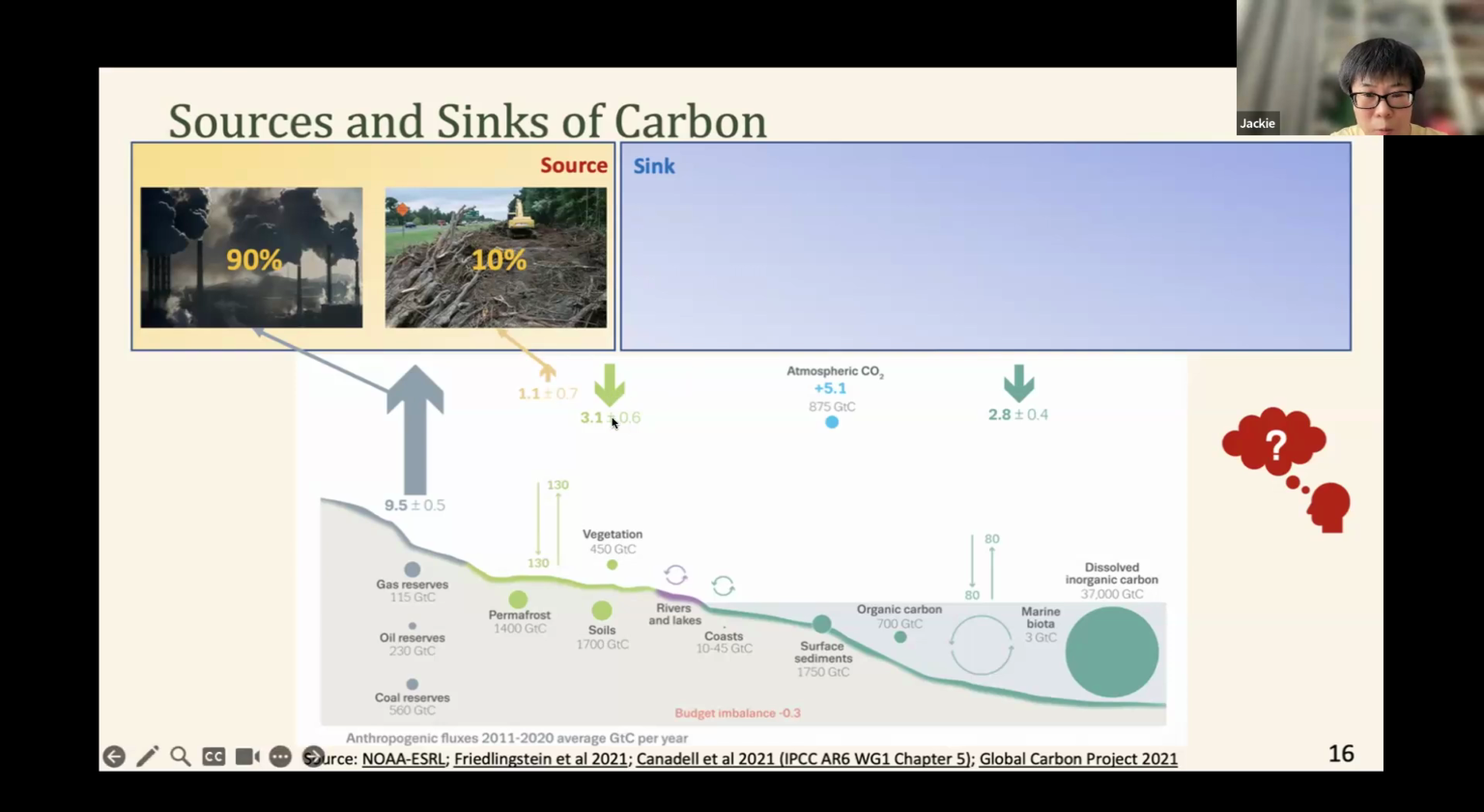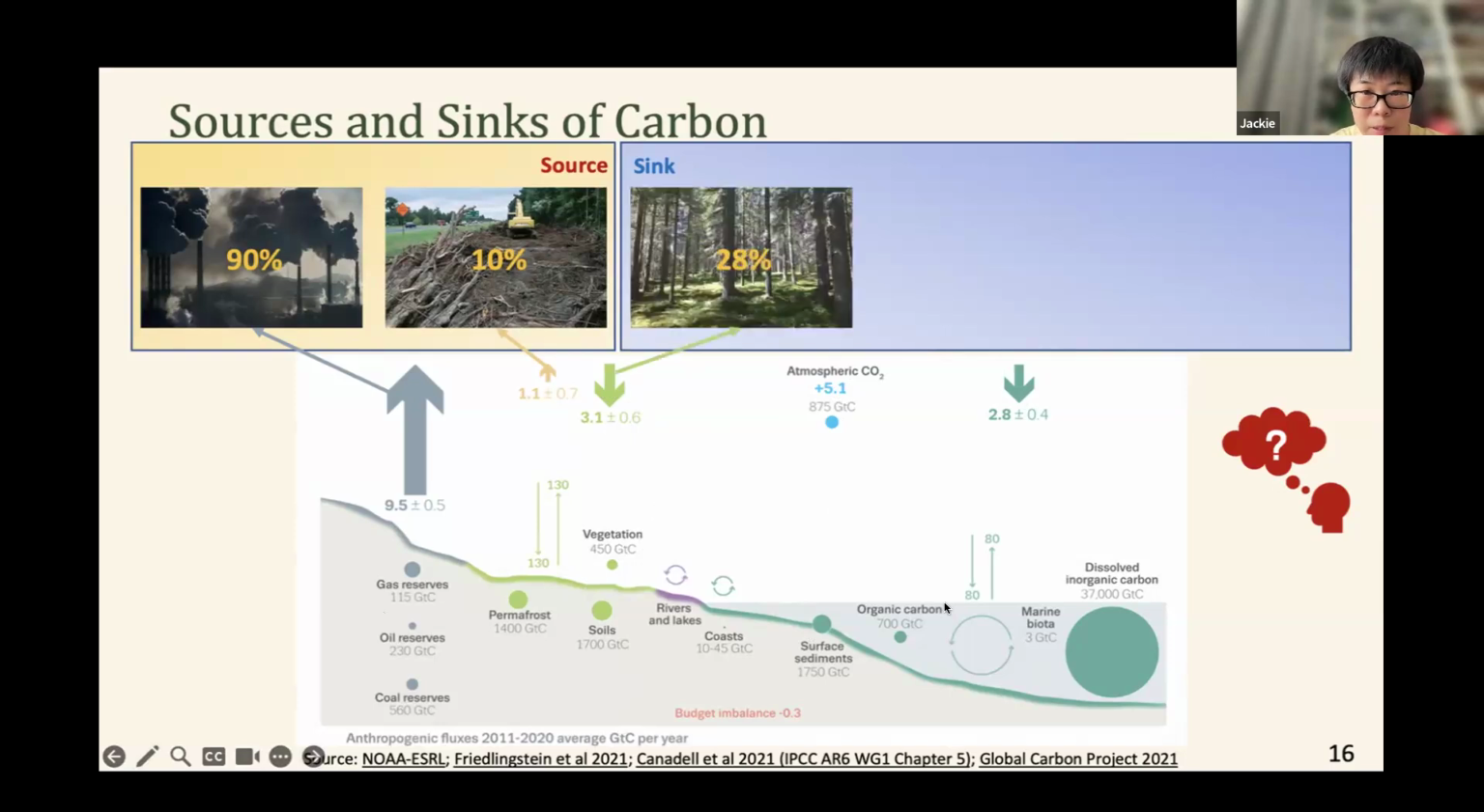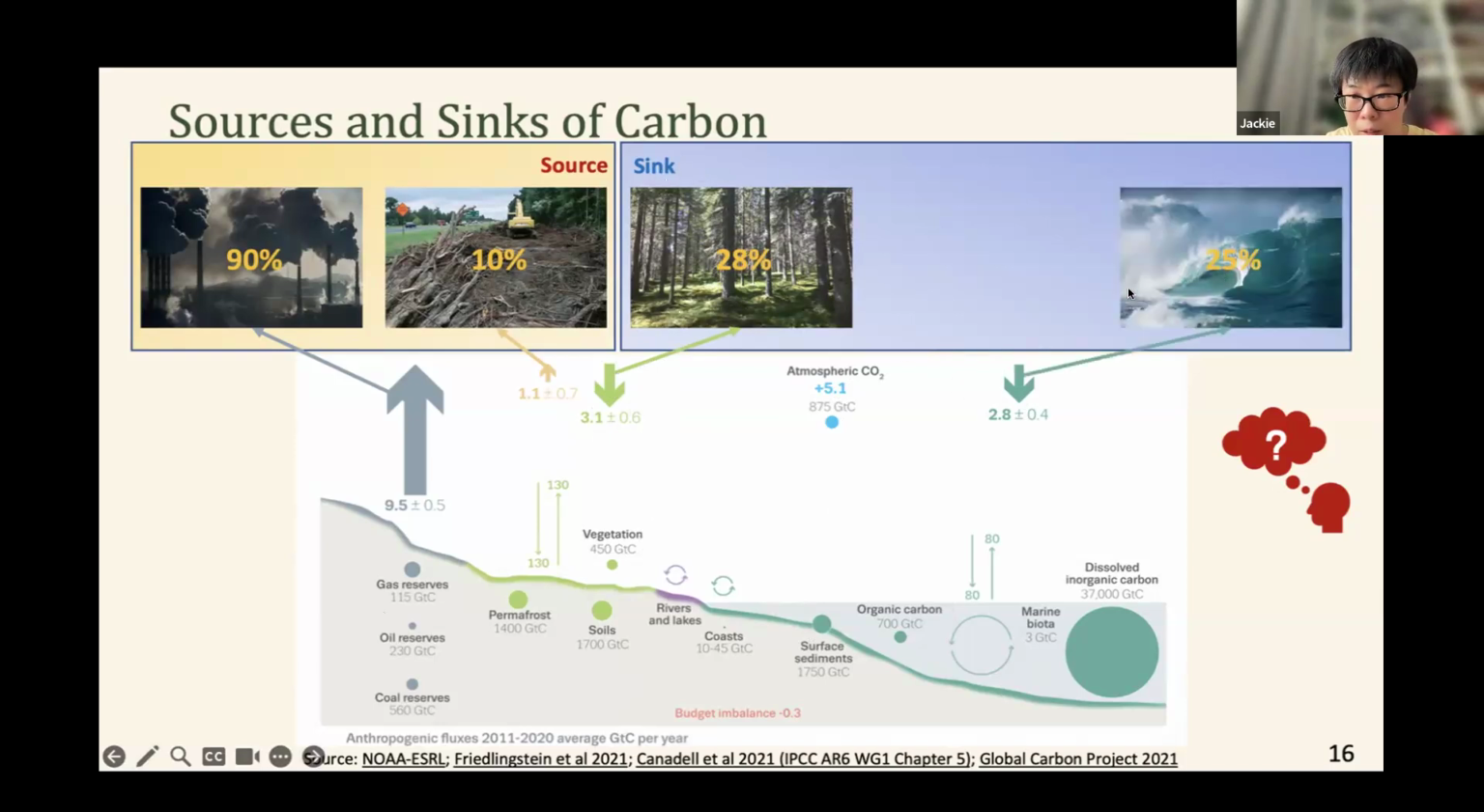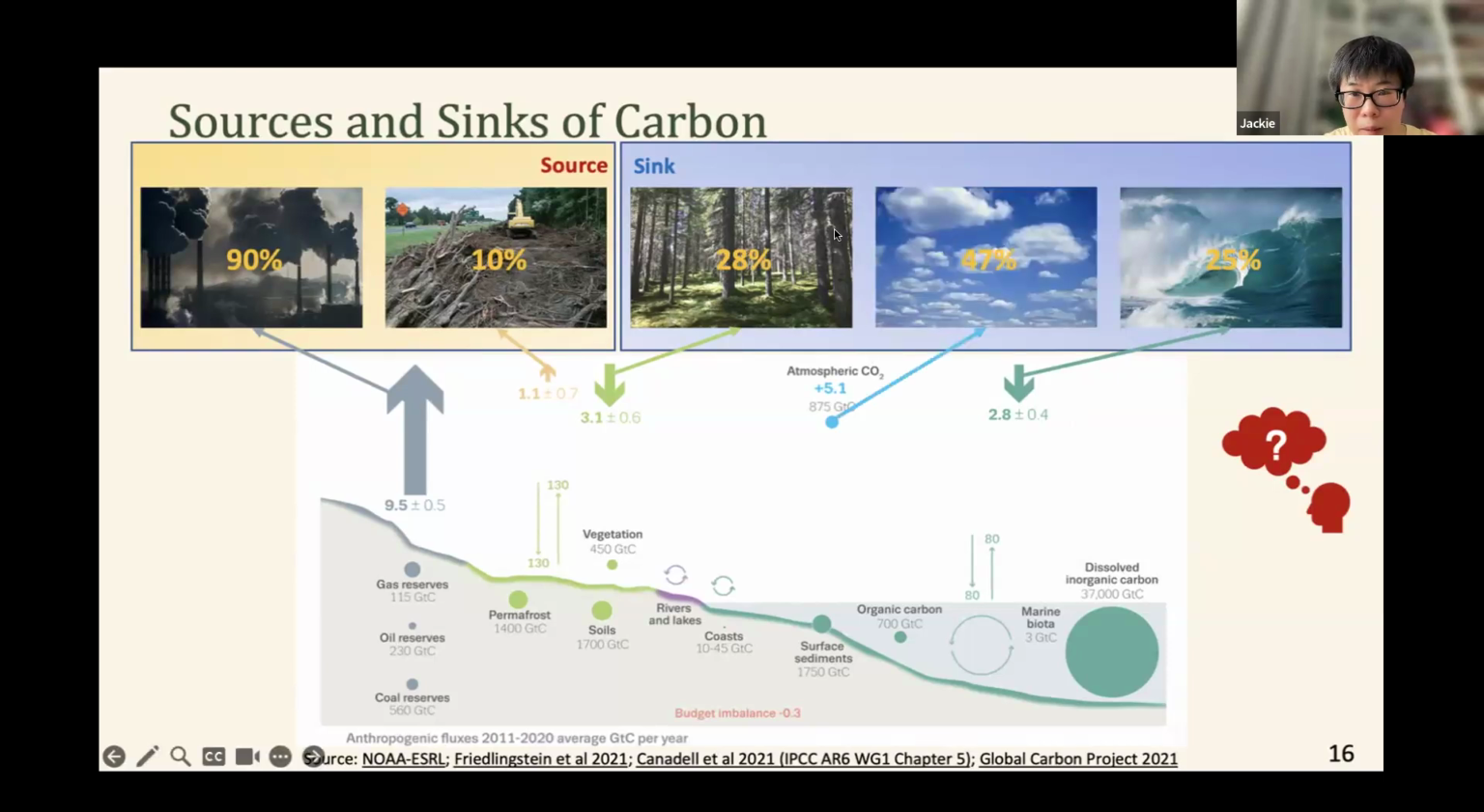Then we talk about the sink term. If you look at all the arrows pointing down to the land surface and also pointing to the ocean, the first one is the terrestrial or vegetation part. The terrestrial ecosystem accounts for about 28% of the global carbon sink, followed by another important carbon sink, the ocean, which accounts for about 25%. Then some remaining amount of carbon stays in the atmosphere. So basically this source and sink term will balance out theoretically.